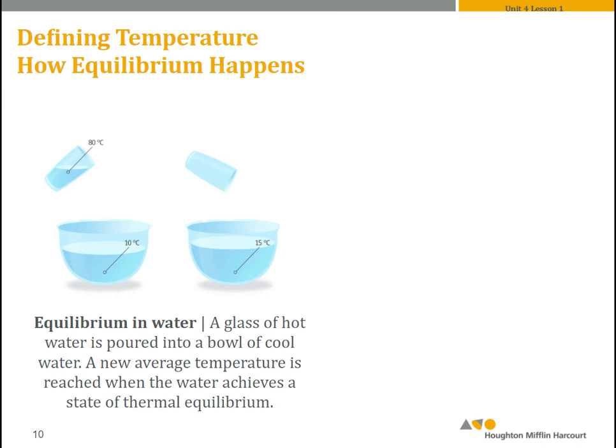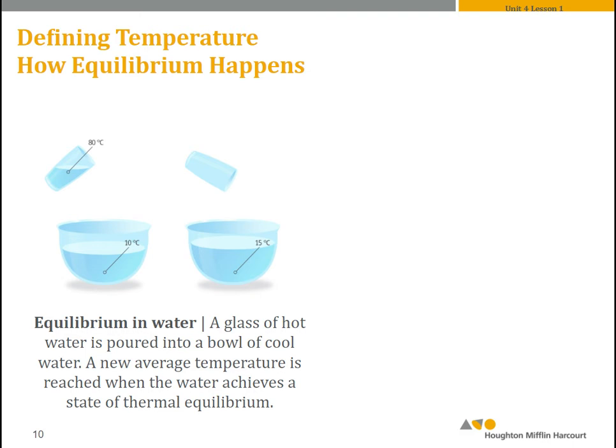Equilibrium, as I said, is a condition in which every part of a substance in a system reaches the same temperature. So we saw an example in which a blacksmith put a hot piece of metal in water, and the metal and the water both reach the same temperature.